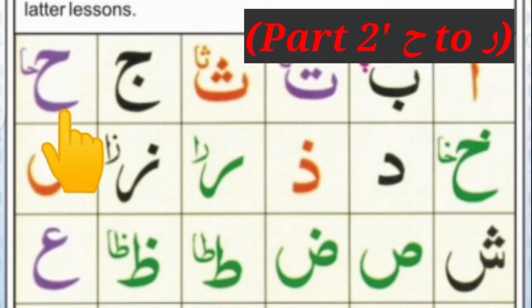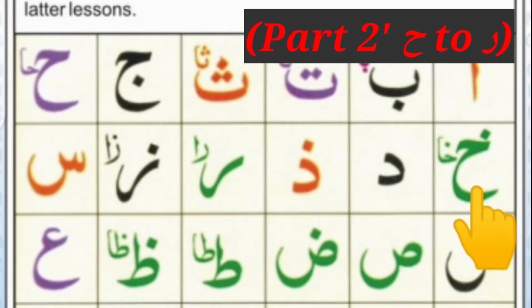Today our first video, Noorani Qaida in English. So in this class we will learn Arabic letters with pronunciation. Start now. First you should repeat after me very carefully. Today our next lesson is of Arabic alphabet Ha to Ra.